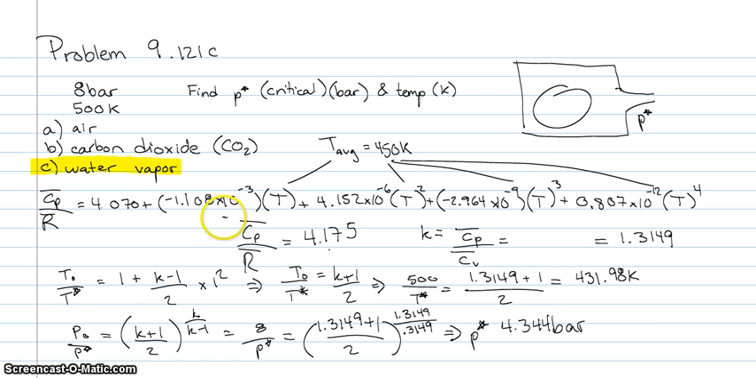And again, a lot of these values are out of the tables. We'll make it a little prettier here. We're going to have part C, your critical temperature and critical pressure: 4.34 bar, and critical temperature is going to be 432 Kelvin.